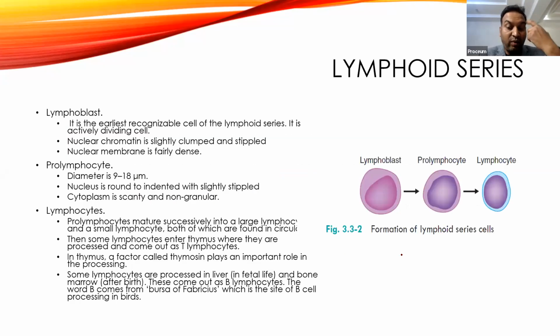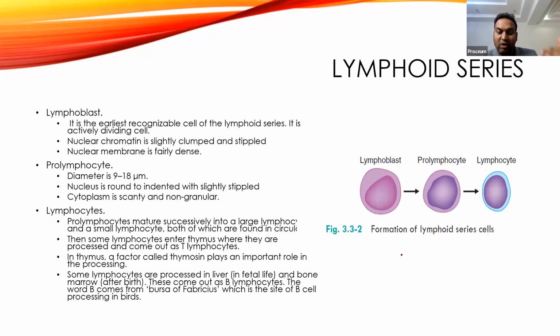Then come to the lymphoid formation. Lymphoid formation will start with the stem cells, which will convert into lymphoid stem cells, and the lymphoid stem cell will convert into the lymphoblast cell, which is one of the large cells and has a more acidic-coloring cytoplasm and a very big nucleus, which has stippled or crumpled chromatin. And the nuclear membrane is also not that dense.